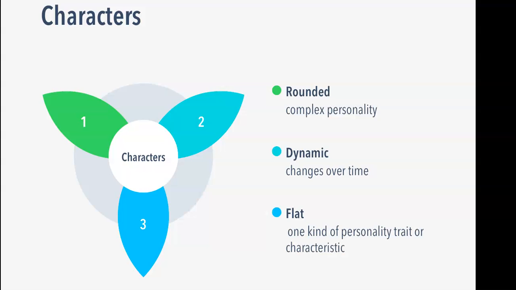So a rounded character doesn't necessarily change over time, right? They might be conflicted, but just because they are conflicted does not necessarily mean that they change. A flat character has one kind of personality trait or characteristic. A static character is someone who does not change over time.